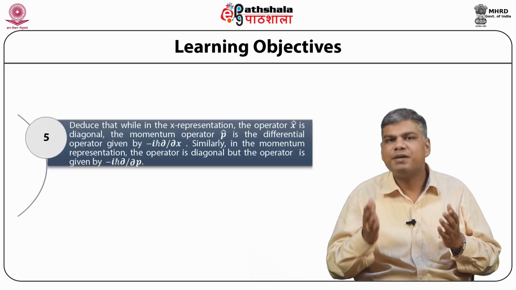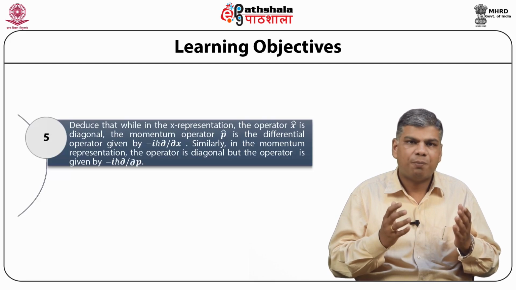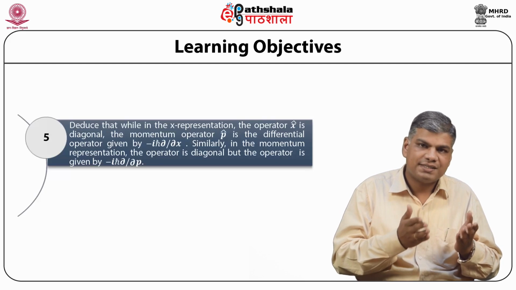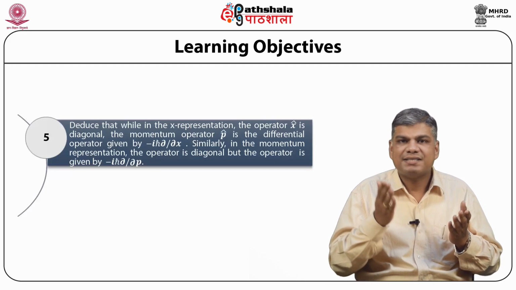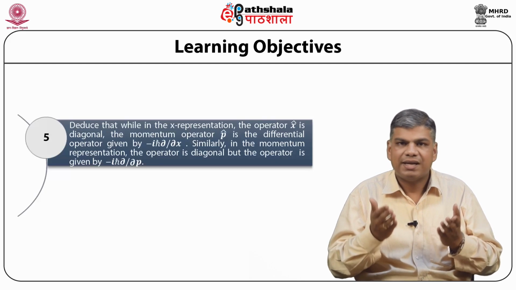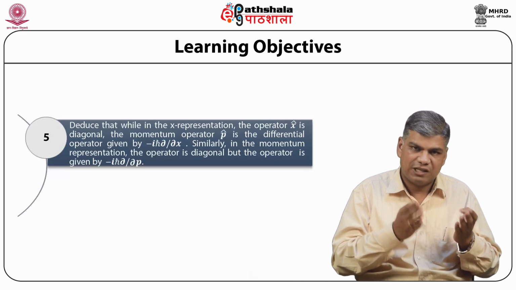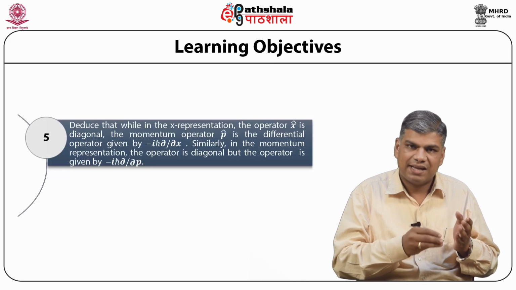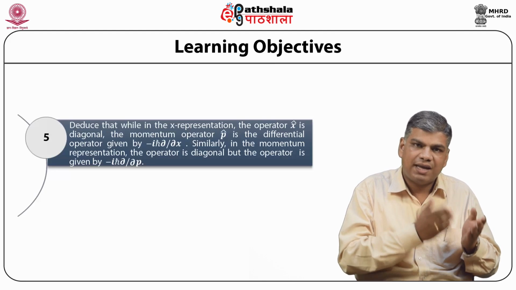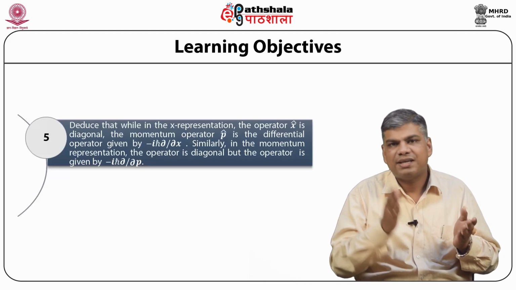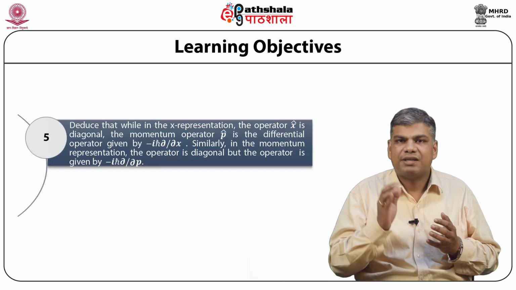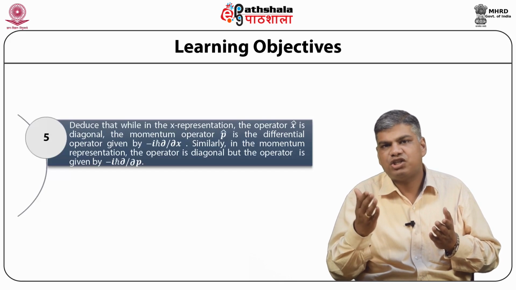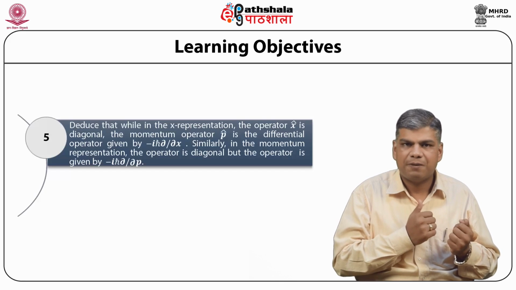Similarly, in the momentum representation, the operator p is diagonal, but the coordinate operator x is given by the differential operator minus i h cross del by del p.